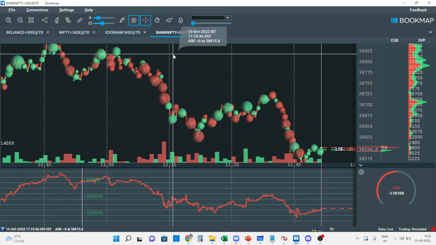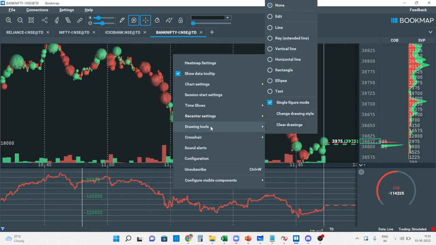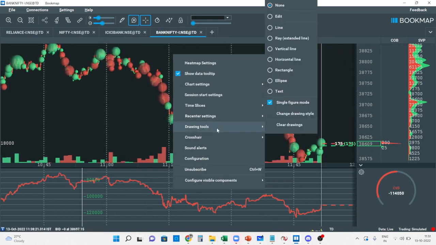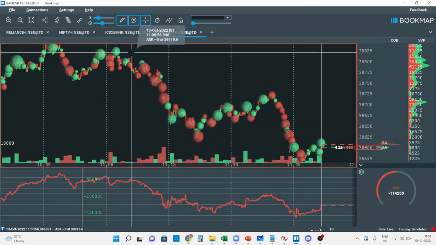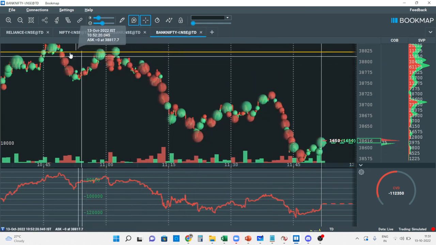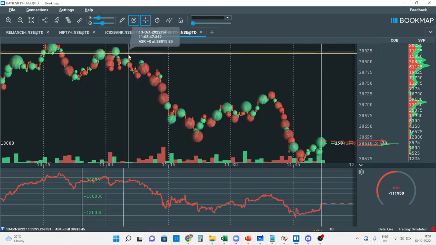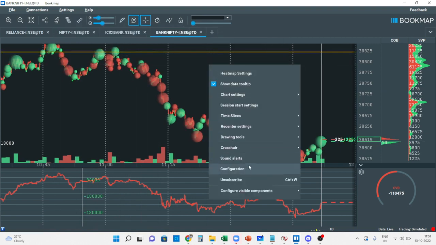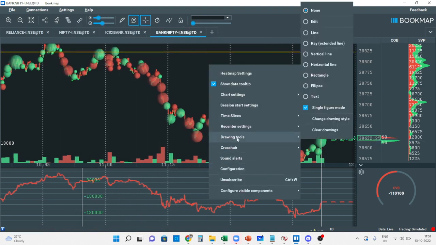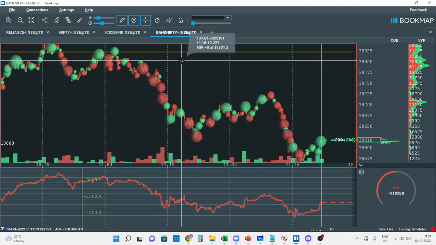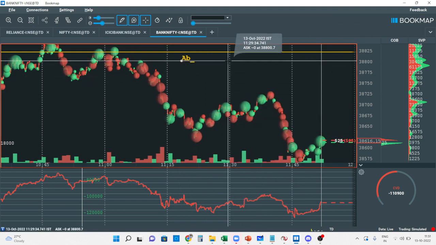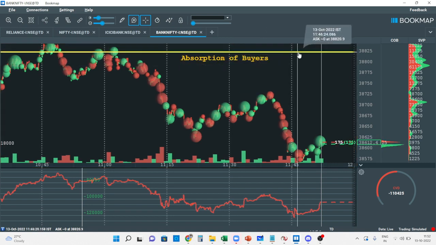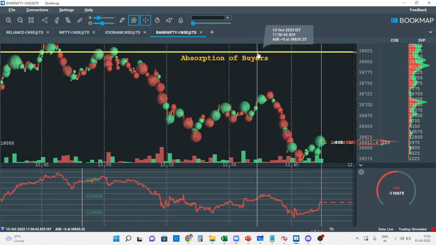If you want to mark a level, you can go and use a drawing tool, and bring a horizontal line. You can say these are the levels that you are monitoring for absorption. These are the places where absorption of the buyers was seen last time. You can use those drawing tools. If you want to bring some text content, I can add a text over here and say absorption of buyers. So you can also mention at what level the buyer absorption has been seen.